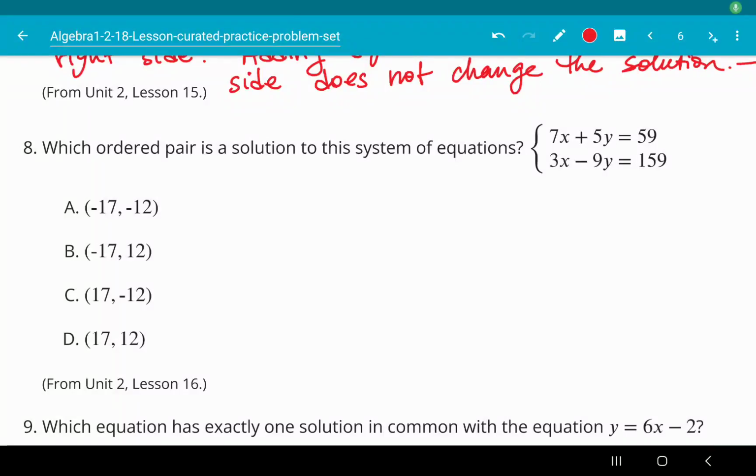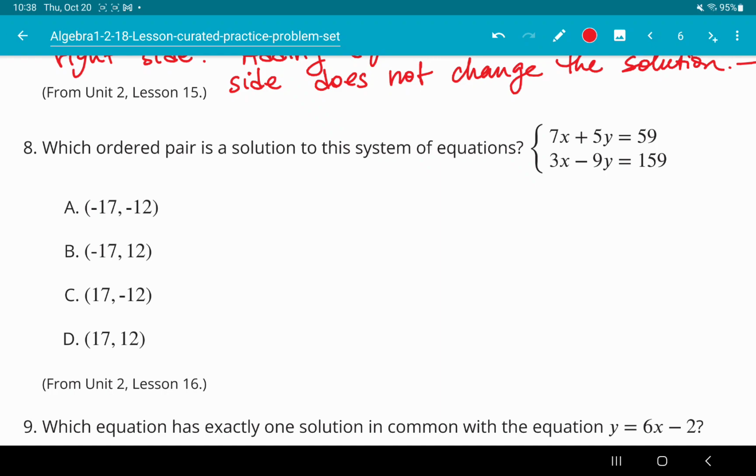Which ordered pair is a solution to this system of equations? Okay, so they've given us 17 and 12, and all we have to do is figure out whether the signs are going to be positive or negative. So if we wanted to, we could plug in the values that have already been given to us. But we're going to pretend like we don't even have these values here, and we're going to solve it just for real.